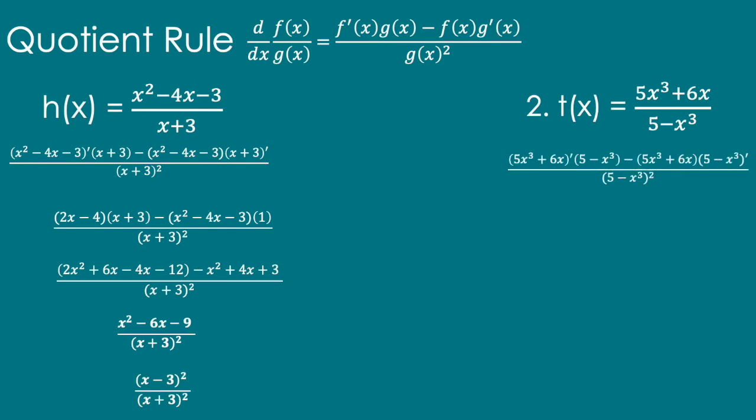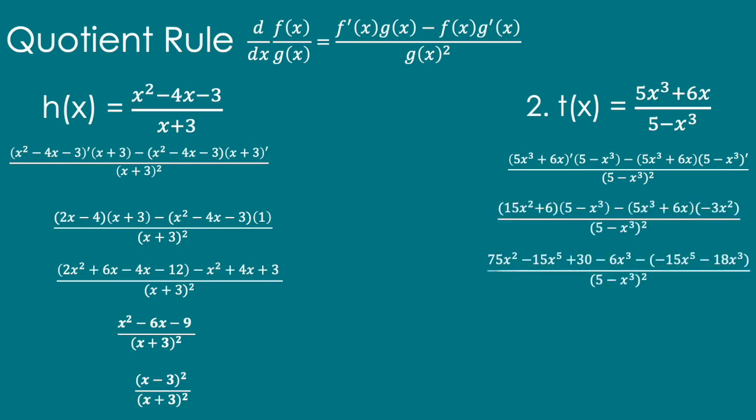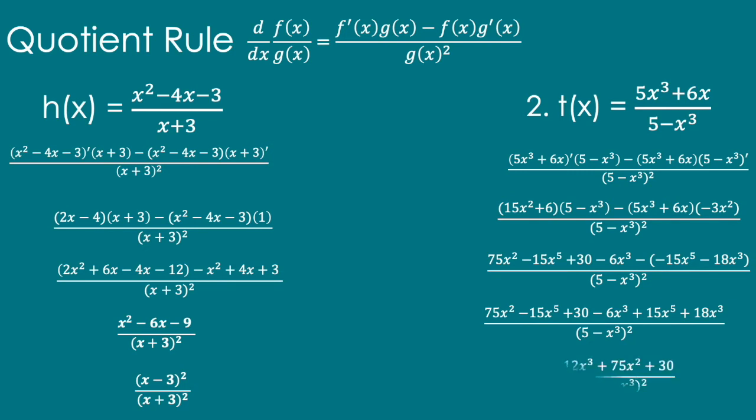Number 2, we'll do the same exact thing. Multiply the derivative of the numerator times the denominator, and then subtract the opposite. Now you simplify, and then distribute. Simplify one more time by distributing that negative, and then simplify at the very end. So this is what you're left with.